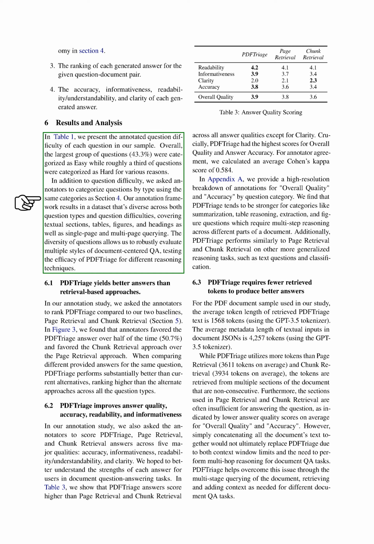Our results showed that the largest group of questions, 43.3%, were categorized as easy, while roughly a third of questions were categorized as hard for various reasons. We also asked annotators to categorize questions by type using the same categories as section. Our annotation framework resulted in a dataset that's diverse across both question types and question difficulties.